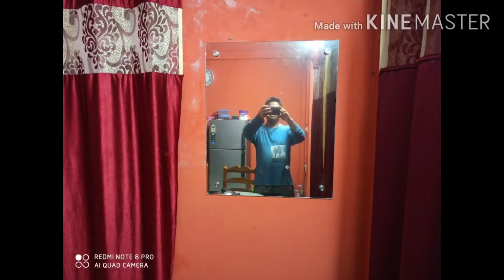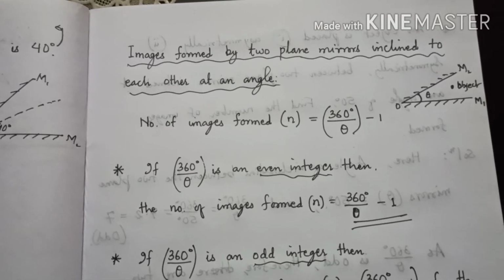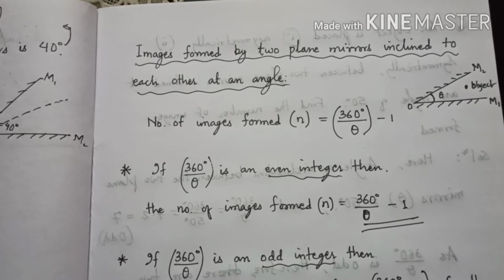When we stand in front of a plane mirror, usually we see a single image for a single object in a plane mirror. But what if we have two mirrors? How many images will we be able to see? Let's try to understand this. Images formed by two plane mirrors inclined to each other at an angle.